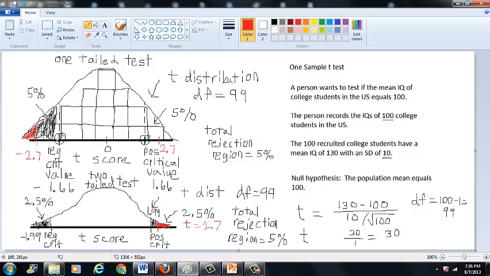So the p-value will either be the percent up here if you have a positive t-score, or the percent down here if you have a negative t-score in a one-tailed test.